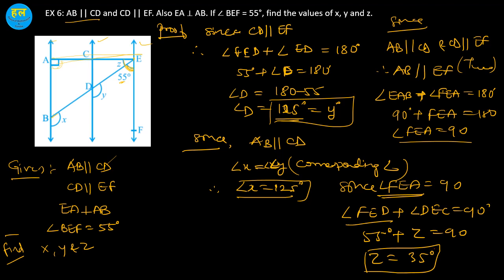Okay, so let's start exercise number 6.2. Question number 1. In this question, in the figure below, if AB is parallel to CD and CD is parallel to EF and Y ratio Z is equal to 3:7, then we have to find X.